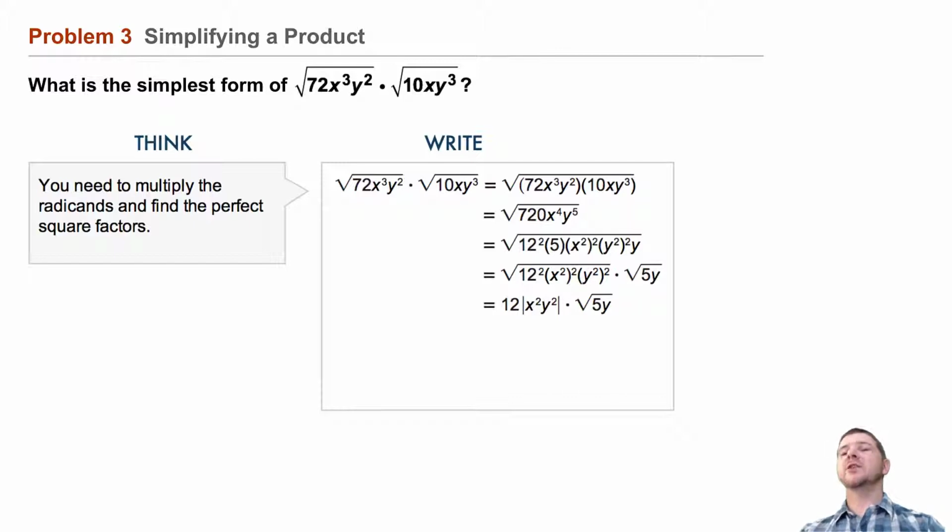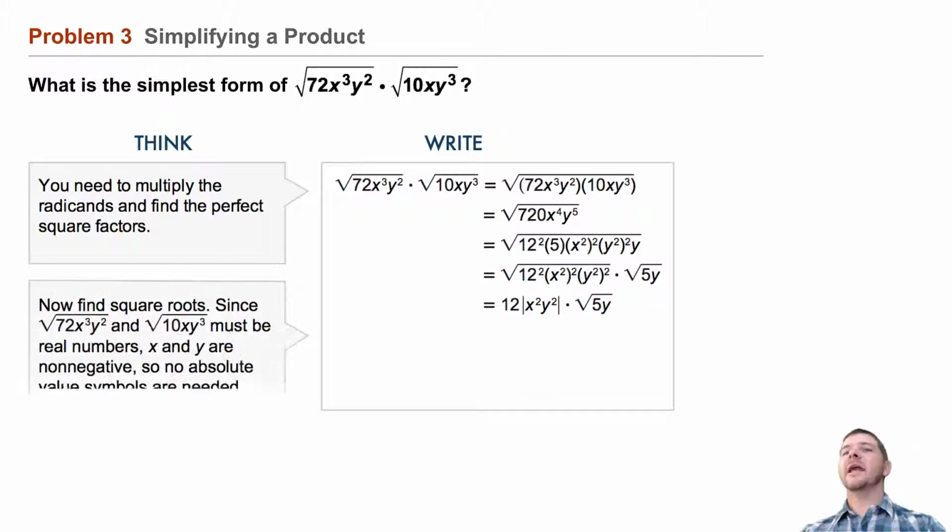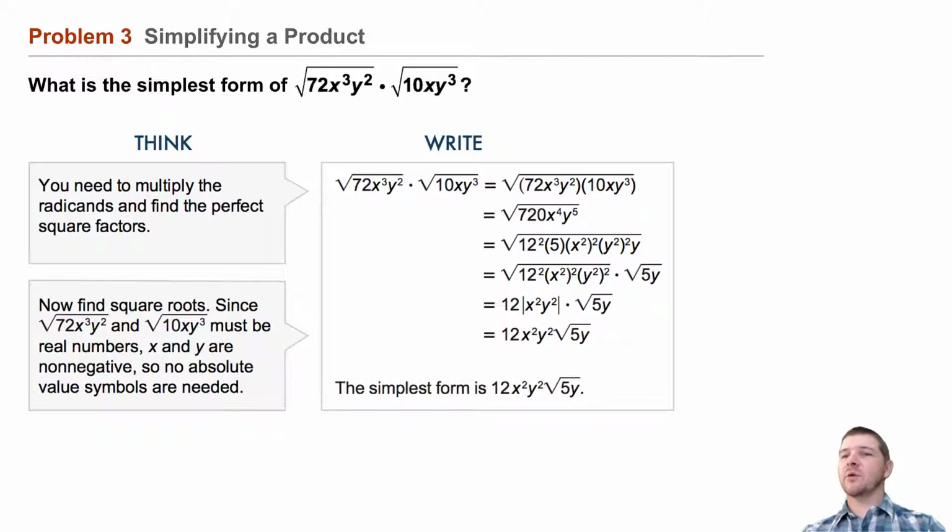And this becomes 12 times the absolute value of x squared y squared times the square root of 5y. Now find square roots. Since the square root of 72x cubed y squared and the square root of 10xy cubed must be real numbers, x and y are non-negative, so no absolute value symbols are needed. And we can finally state the simplest form is 12x squared y squared times the square root of 5y.